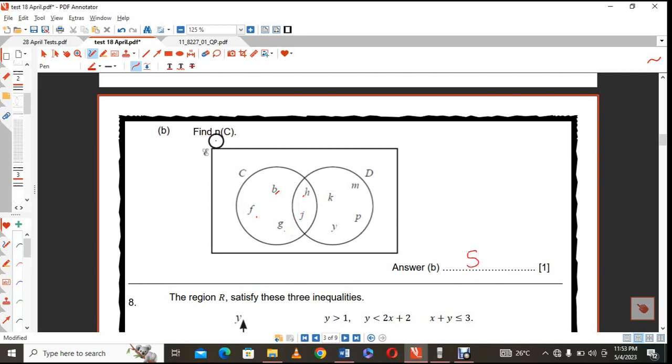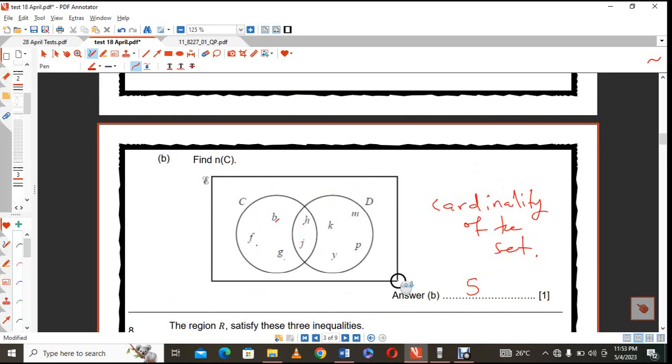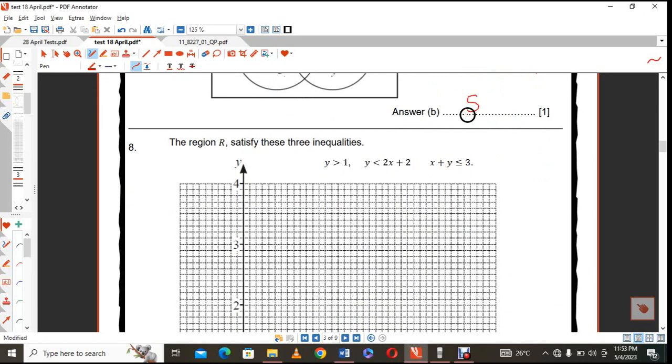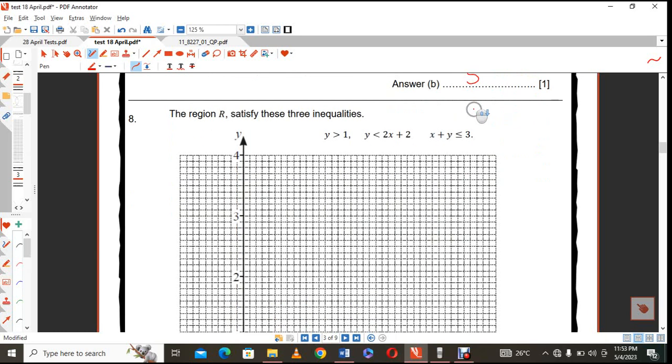We are looking for the cardinal value, cardinality of the set. That is the actual number of elements that are found within that set. The moment you put square brackets in there, you are now introducing another set.